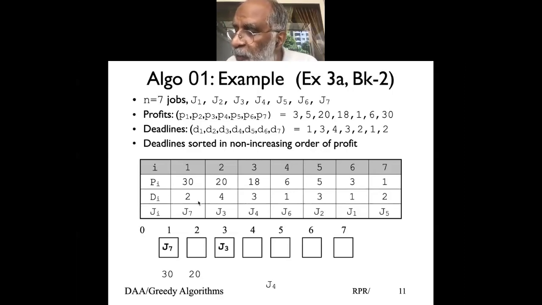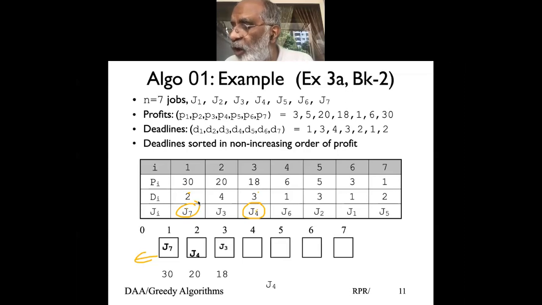And this J4 has a deadline of 3, so we want to keep the jobs in the order of the deadline. That means job J4 should be scheduled after J7, because J4 has a deadline of 3 and J7 a deadline of 2, so J4 should not be scheduled before J7. So we will not shift J7, we shift only this, and now we schedule job J4 and I get my profit of 80. So far I am fine.